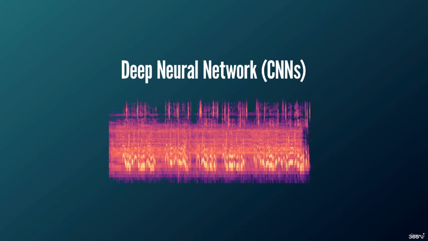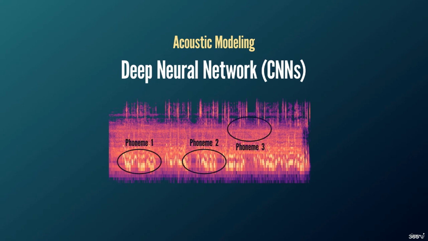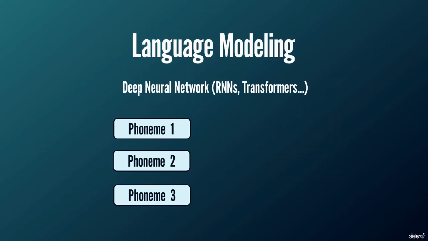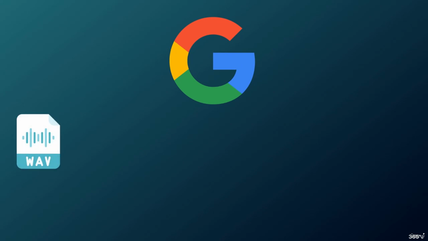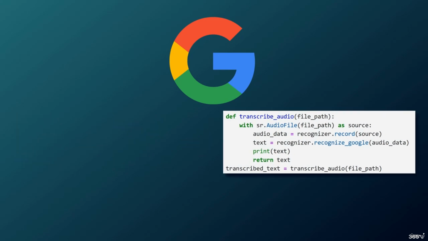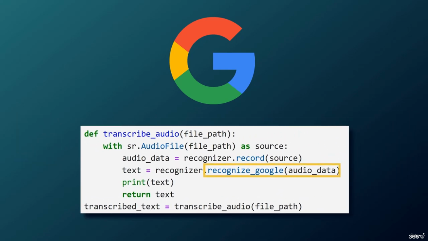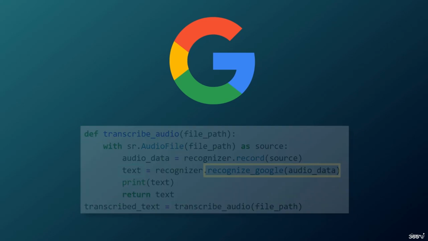Next, deep neural networks such as CNNs are employed as part of the acoustic modeling mechanism to recognize spectrogram patterns corresponding to specific phonemes. Once the phonemes are recognized, the system uses language modeling to determine how they come together to form meaningful words and sentences. Deep neural networks such as RNNs and transformers predict words and phrases based on the recognized phonemes and context. Okay, after Google servers process the audio, they convert the spoken words into text and send it back to our application. The recognize_google method receives it and assigns it to the variable with the appropriate name.